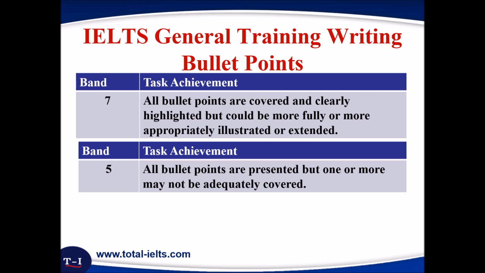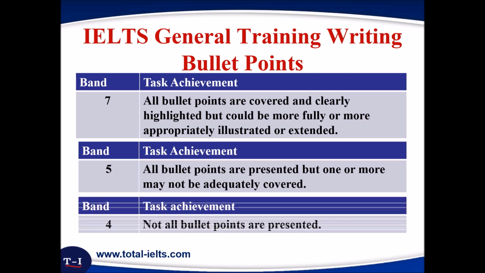For a band 5, all bullet points are presented, but one or more may not be adequately covered. That means that you've included all the 3 bullet points, but maybe one of the points hasn't been extended or adequately covered. And down in the basement for band 4, not all bullet points are presented. And that means that you've missed 1 or maybe 2 of the bullet points. They haven't been included in your answer. Now, it doesn't matter how well you score in the other criteria, 7+ for example. If you miss one of the bullet points, you will automatically get a band 4 in task achievement.